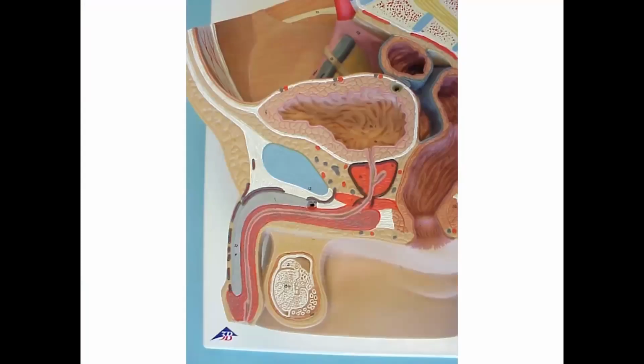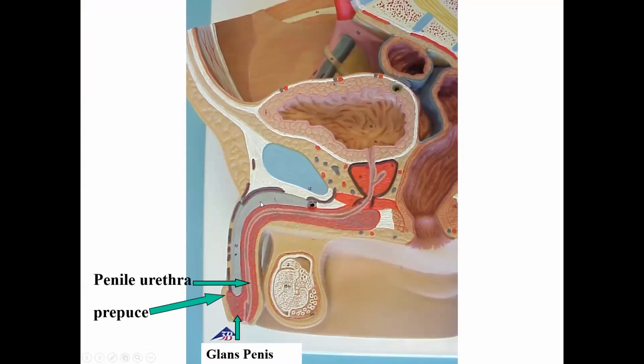Now, if we look internally, we can see there's the glans penis, the prepuce, the area of the foreskin, the penile urethra. Now, the urethra is long. The urethra is about 20 centimeters or so to go from the opening here all the way back up here to get to the urinary bladder. So it's about 20 centimeters from here to here.